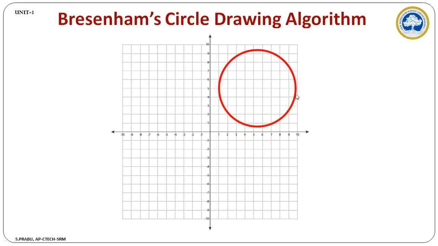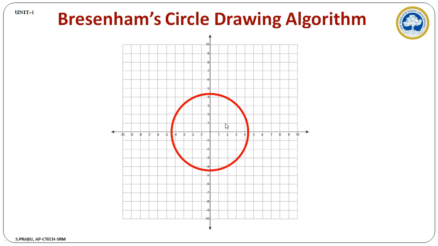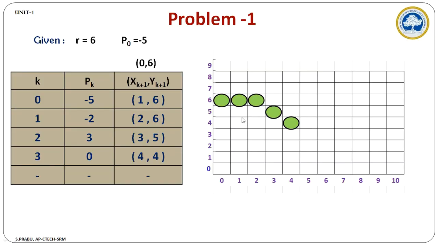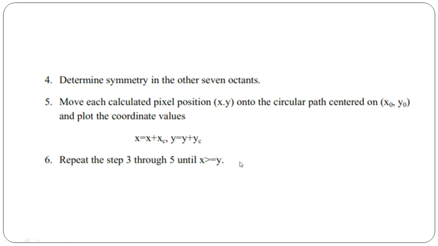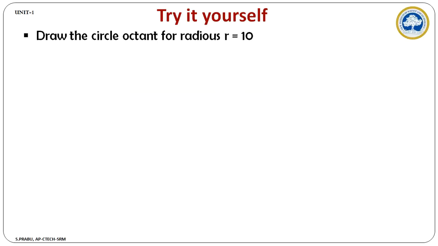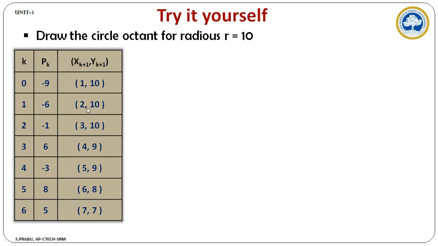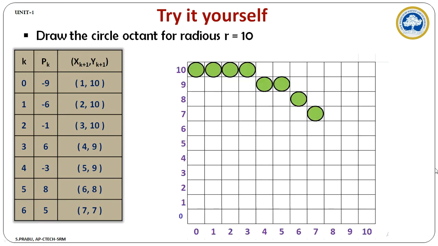Your circle may reside anywhere, but we treat the origin of the circle as 0, 0 and draw this arc only. So in the problem, you can find only the coordinate values for the particular octant. You need not bother about taking symmetry points and shifting into the original position in the problem. So try this problem. Here the radius is 10 units. You can cross-check your answer with this tabular column. And finally you can get this graph.